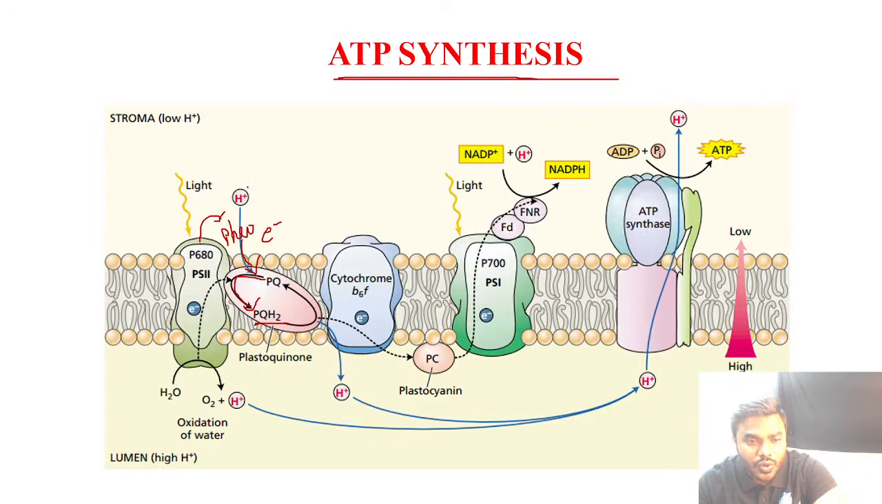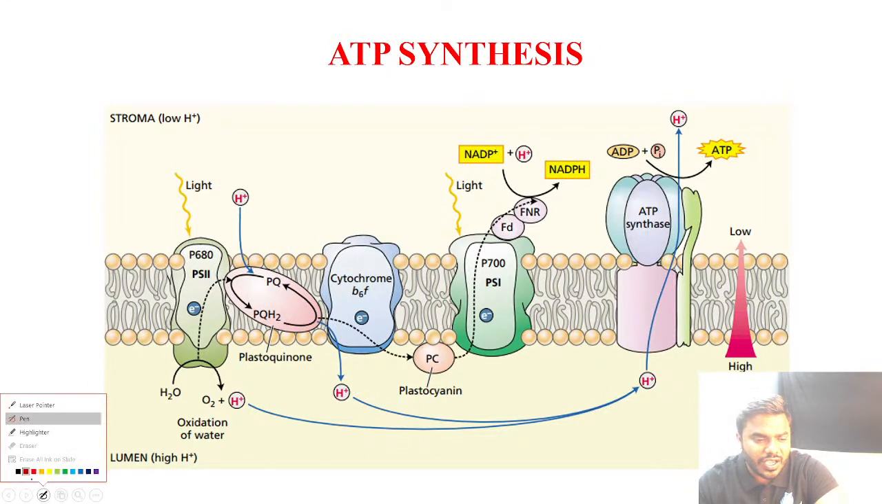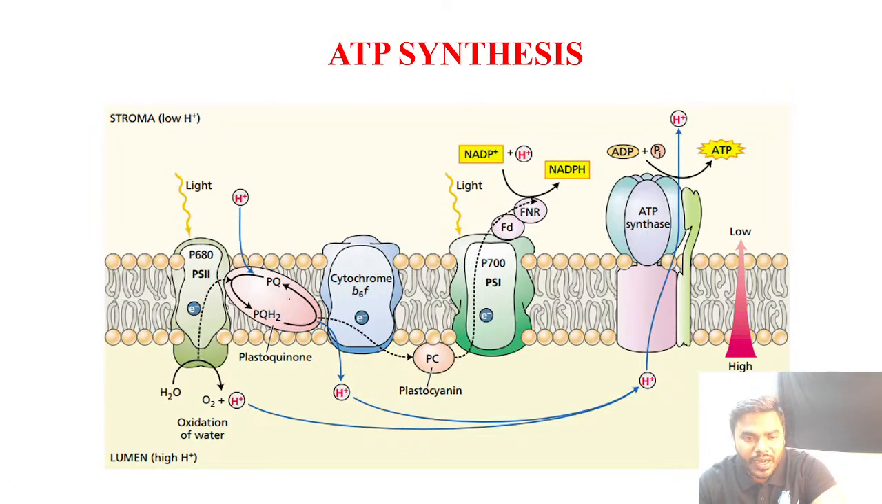Who is going to donate this particular proton? This particular proton is coming from the stroma. Very simple, friends. All of you listen to me carefully. From the stroma, plastoquinone accepts the proton. From the pheophytin, it accepts the electron. PQ is reduced to PQH2. But you also know very well, PQH2 is not going to keep the electron with itself.